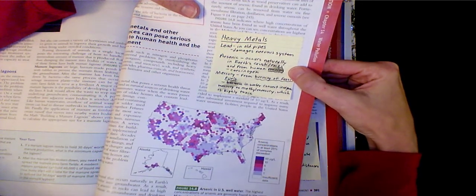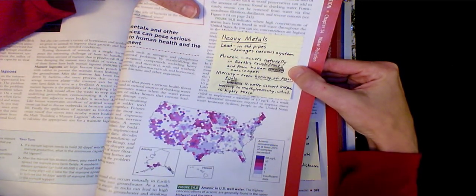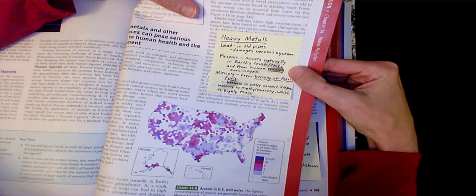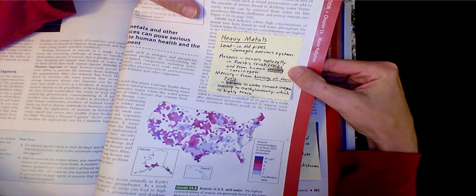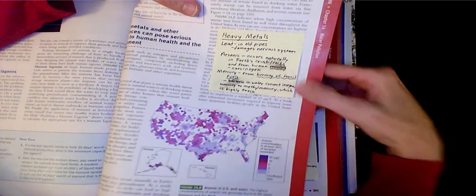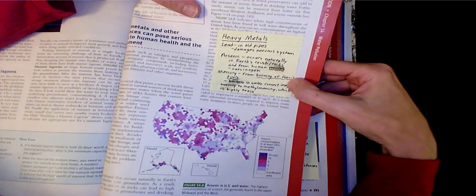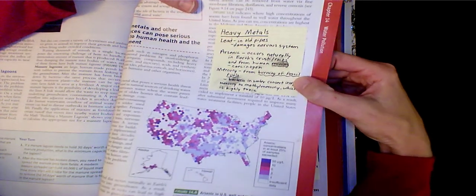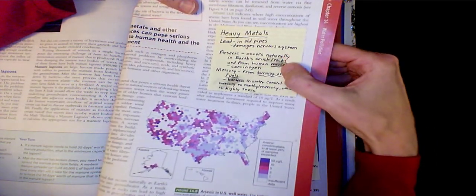Arsenic actually occurs naturally in Earth's crust and rocks, but it also comes from human mining when humans mine the rocks, and arsenic is a carcinogen. So that can be found in waterways. And then mercury can be found naturally, but most of it comes from burning of fossil fuels. Just trying to make sure you can read that. That says human mining there.